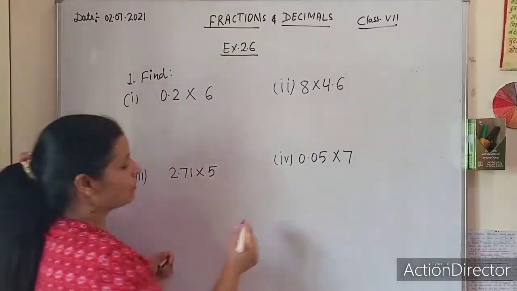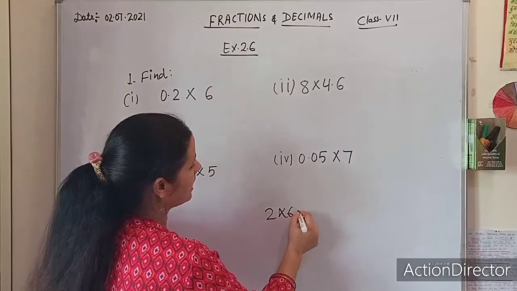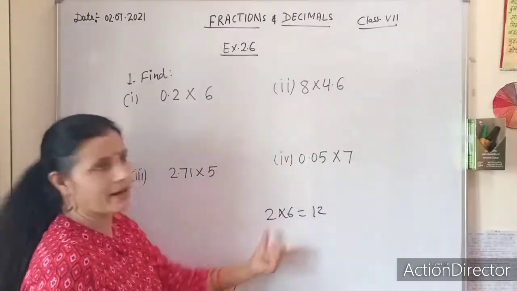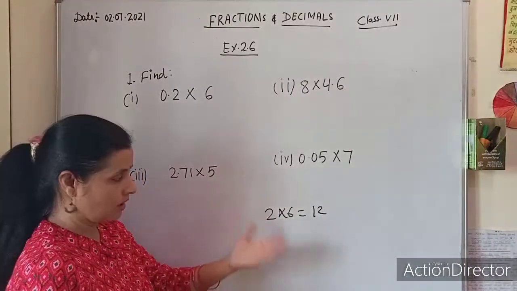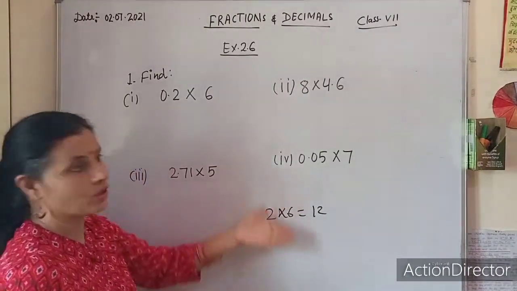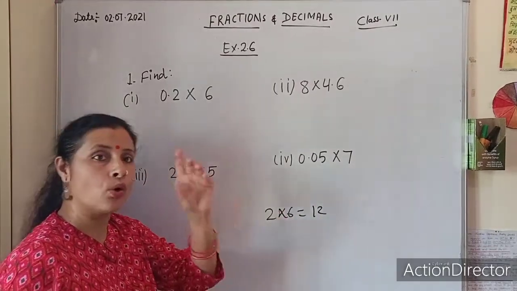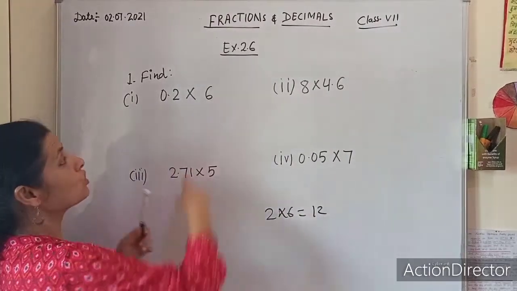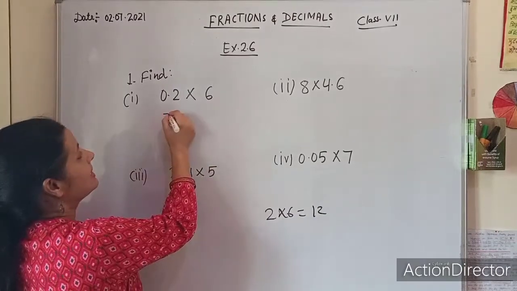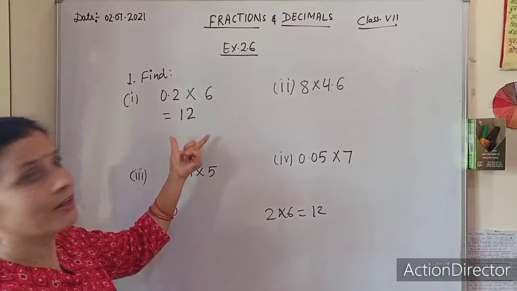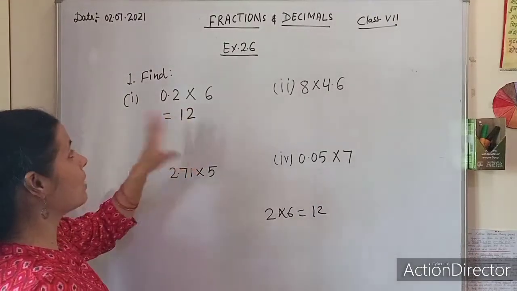So simply, if we do the multiplication of 2 into 6, it will be 12. This is the simpler, traditional method, the method on which we have done many questions. Similarly, we are going to solve here using that method only. So 6 to the 12. Now the game begins from here.